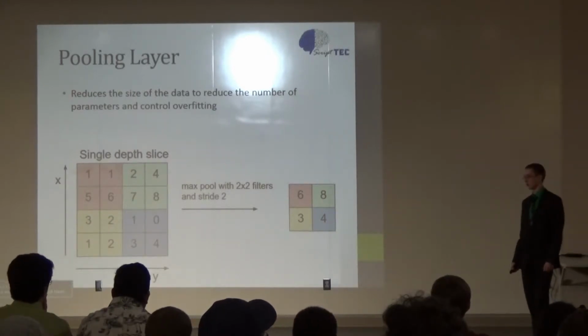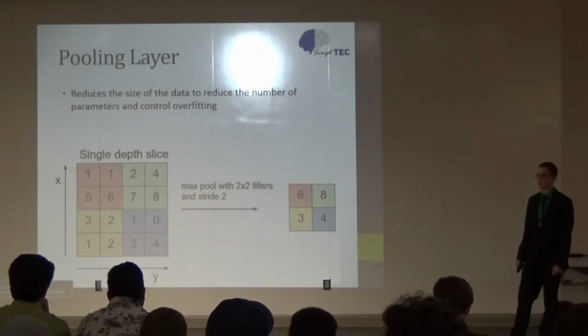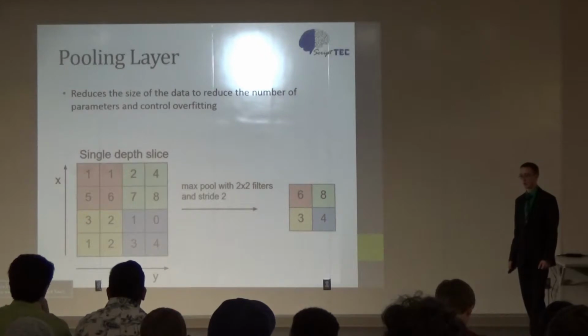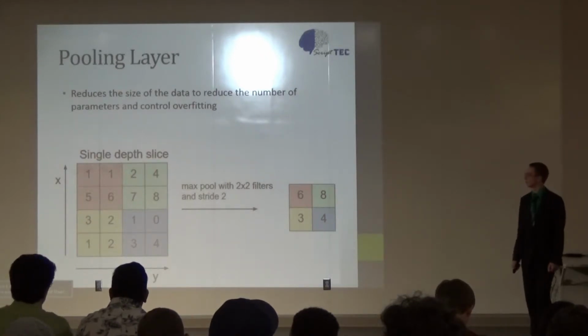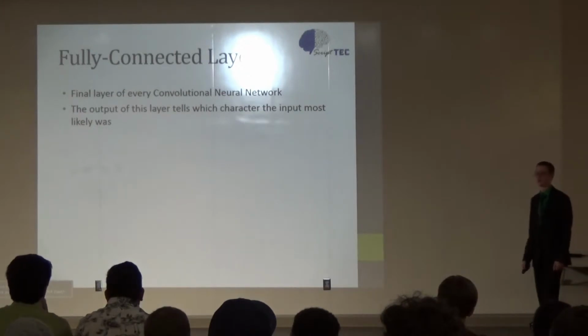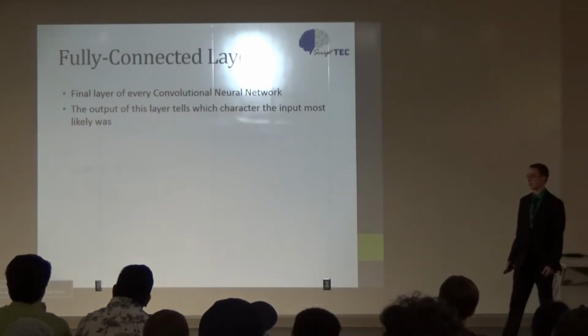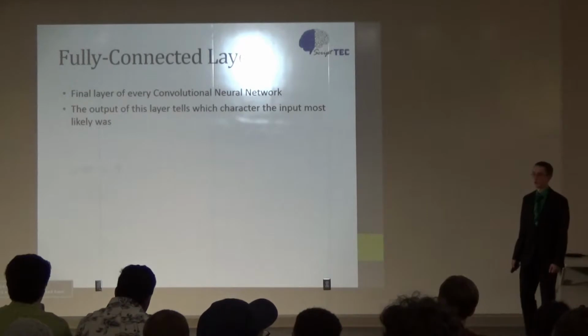Because there's so many calculations involved in a neural network, decreasing the amount of data that needs to be processed is very important in making sure it can quickly process the information you need. The last layer of a convolutional neural network is the fully connected layer. This is where all the calculations that have been performed come together and produce an output that tells you what the letter is.